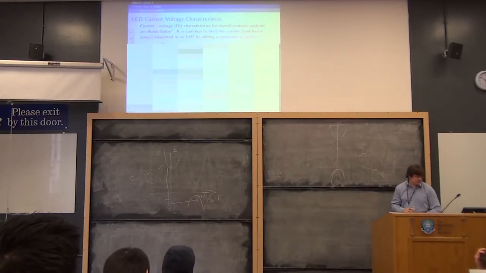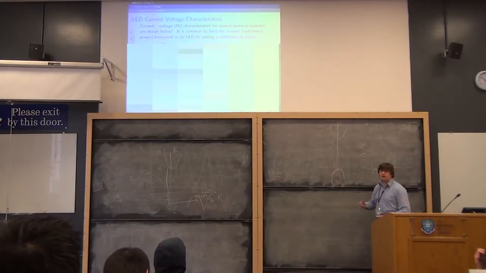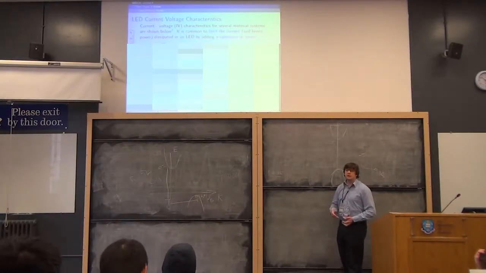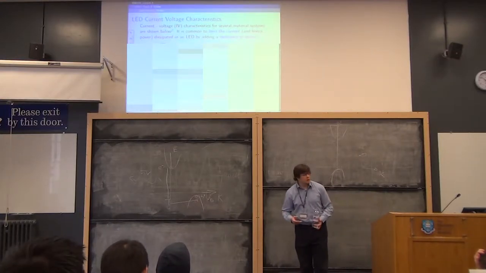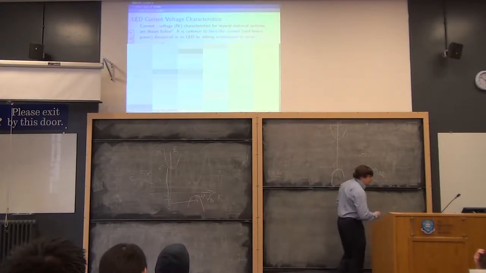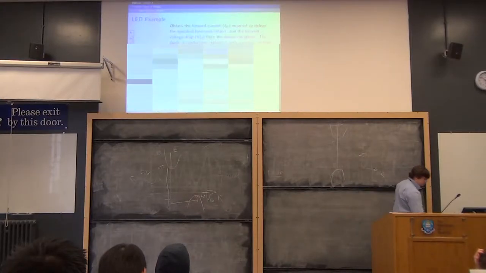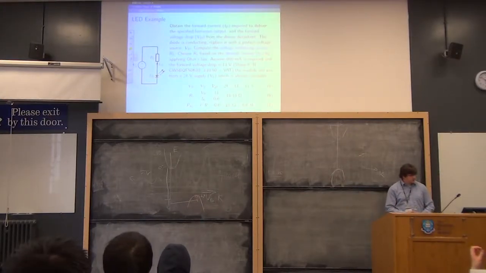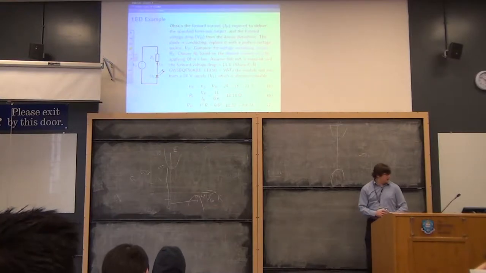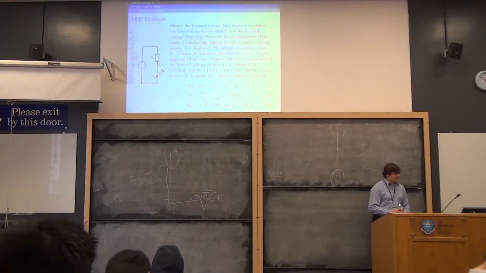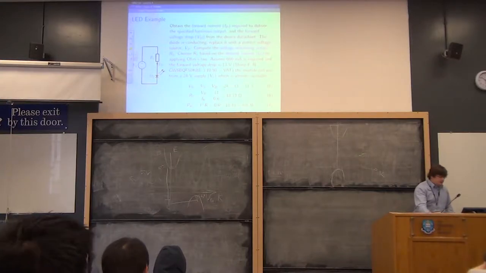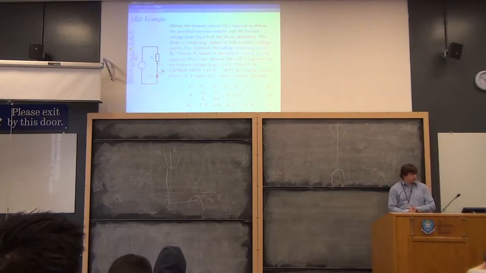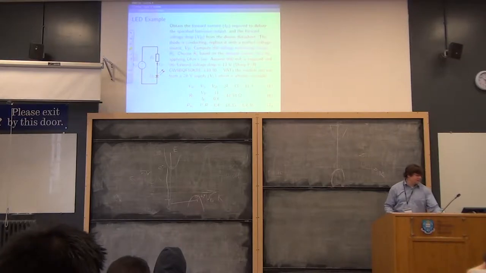And in the simplest possible case, you would usually have a diode and a resistor and a power supply so that you could select the current that flows. And there's a circuit in the next slide, I think. Yes. So this is a sort of made up question where I've fudged all the values. Obtain the forward current ID required to deliver the specified luminous output.